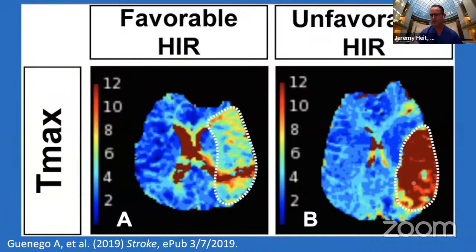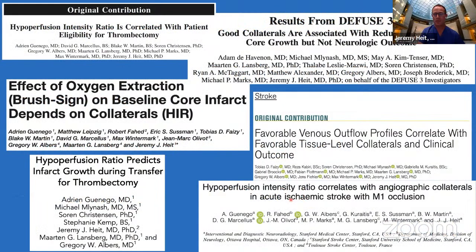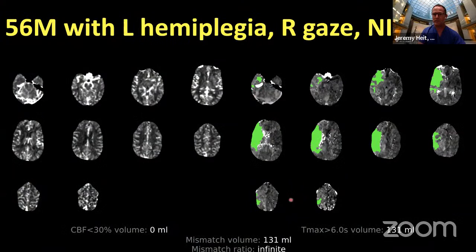And so if you do that, this is really measuring tissue level perfusion and tissue level collaterals. And so if you have an HIR of 0.4 to 0.5 or less, you've got good collaterals, and above that, you have poor collaterals. So these are just a few of the papers our group's put out about this. It seems to be very effective as a way to measure collaterals in the tissue on perfusion imaging. But I'm more interested in this problem.